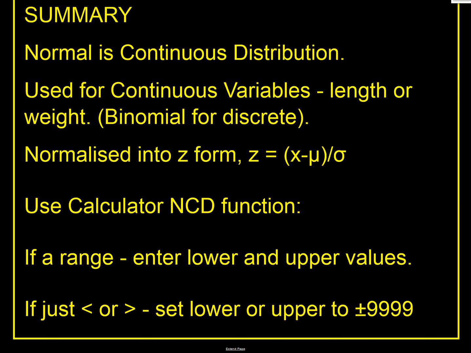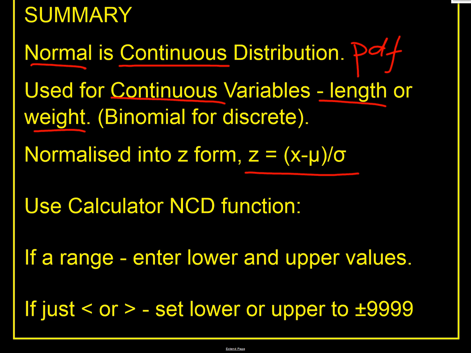Okay, quick summary then. The normal is a continuous distribution with a PDF, probability density function. We use it for continuous variables like length and weight, and it's different from the binomial, which is for discrete values. It's all normalized using this formula here, Z, which is effectively our standard deviations from the mean. So all the time we're finding our actual value, how far away it is from the mean, and then turning it into standard deviations. We can use the calculator's NCD function to find this.